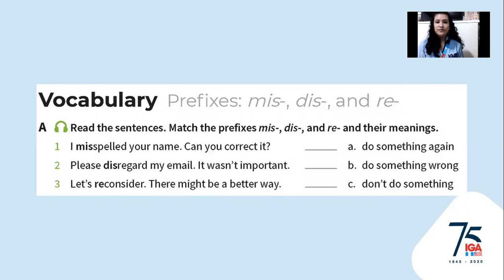Vocabulary: prefixes mis, dis, and re. Read the sentences, match the prefixes mis, dis, and re with their meanings. Okay. So the first one is: I misspell your name. Can you correct it? So what do you think that is? Do something again, do something wrong, or don't do something? Think about it and write your answer.